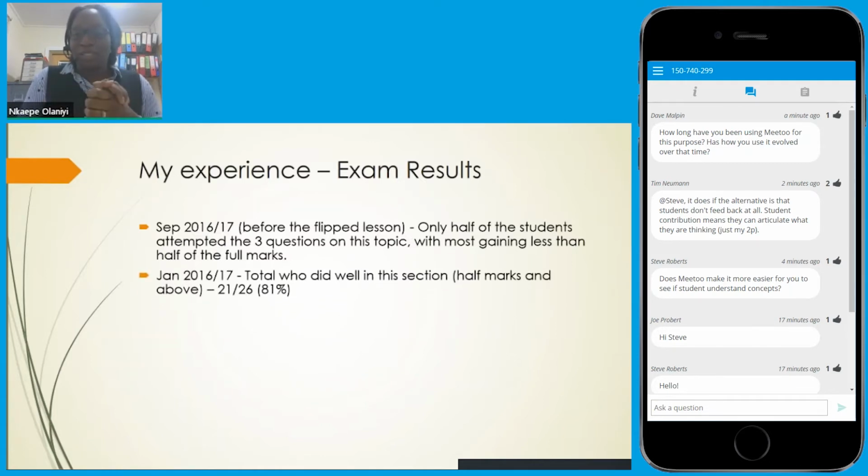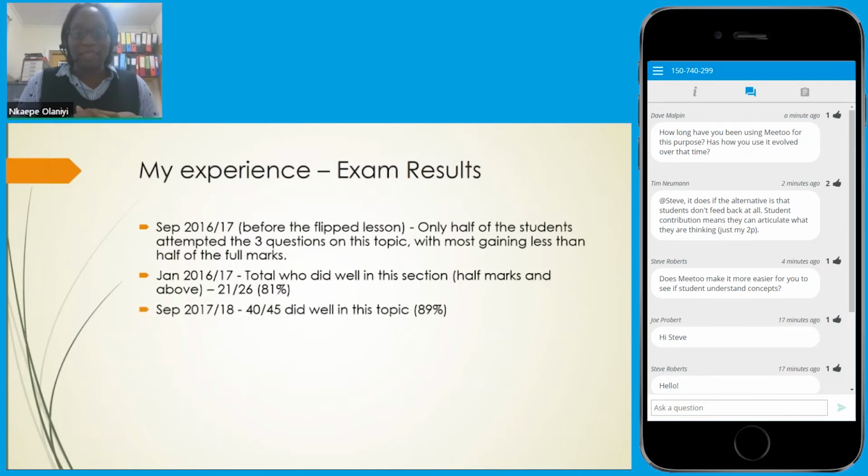For the January cohort, after giving this first trial, 81% did well in this section, and I think almost the same number passed the whole exam as a whole. For the September 2017-18 cohort, where I changed it slightly, bringing in the guide questions, 89% did well. For the January cohort, even better, 93% did well on this topic.